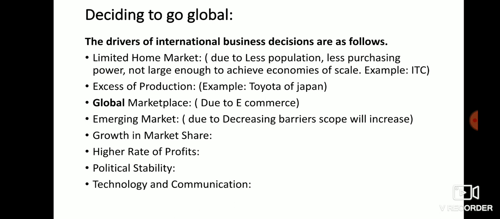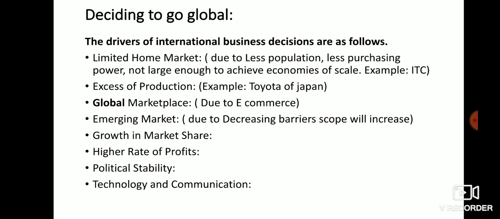Then a higher rate of profit. Do we have any opportunities or scope to earn a higher rate of profit? We call it return on investment, right? How much amount we have invested, whether for production or for promotions, for anything. Even for the overheads, we are going to invest some money, and what rate of return we are going to get also matters, and we have to observe that.